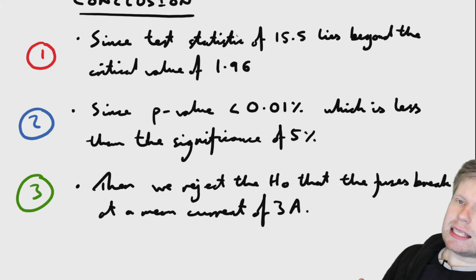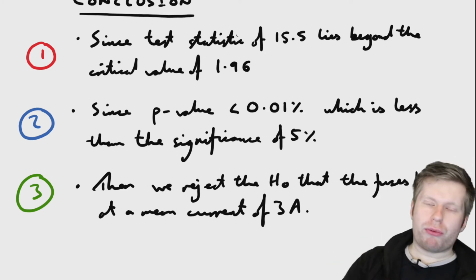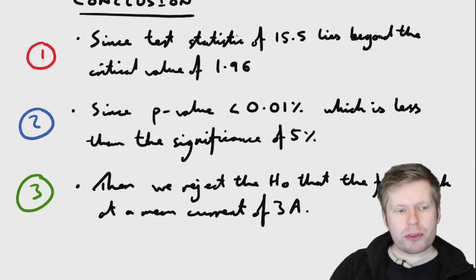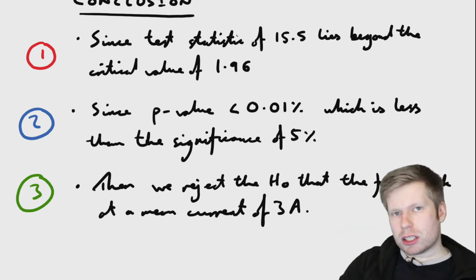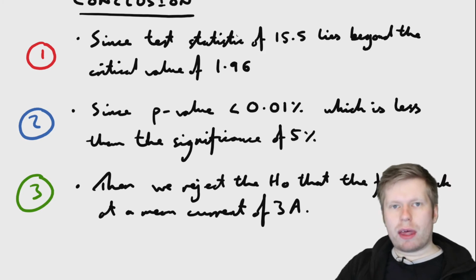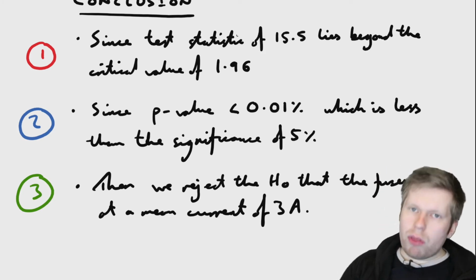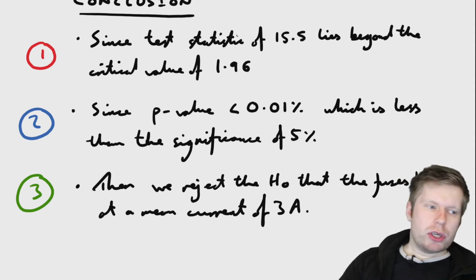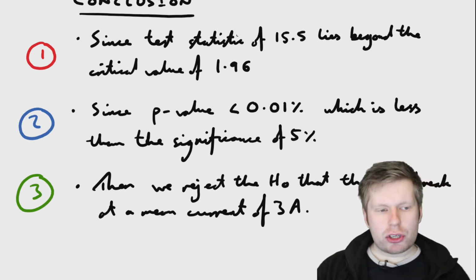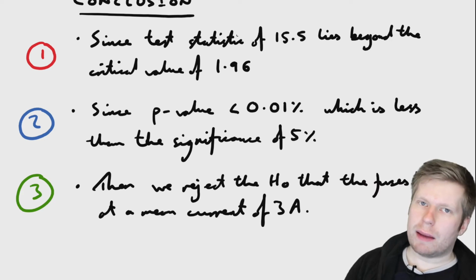In this case, I'm looking at whether the fuses break at 3 amps or not. That's my null hypothesis, and that's what I think is true with my null hypothesis. But actually, this sample data suggests that there's evidence to reject that null hypothesis. In other words, the mean fuses probably don't break at 3 amps. Notice that I never say anything is definitely true. The wording is very, very particular here.